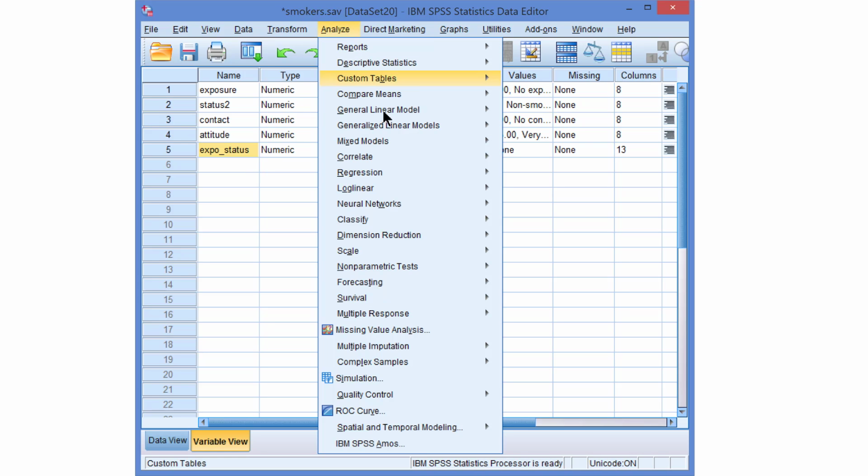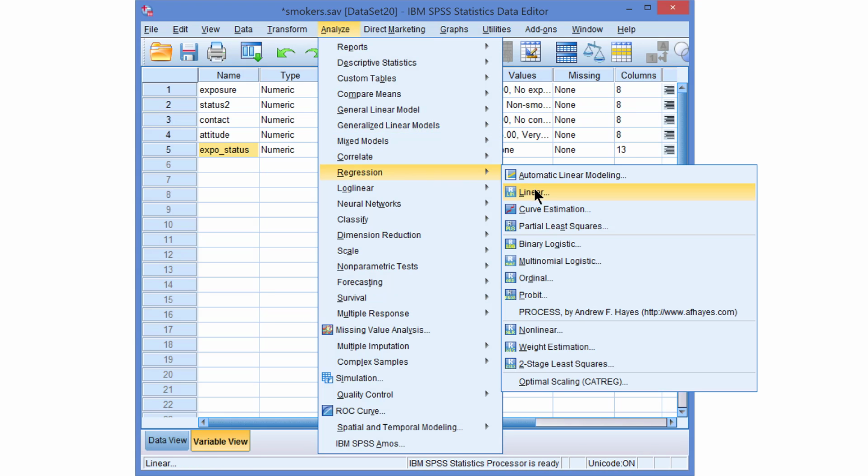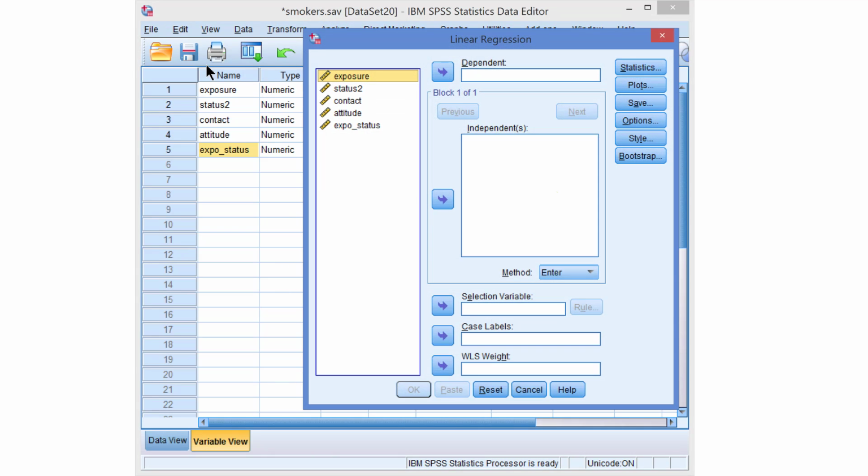We go to Analyze, Regression, Linear. We use the attitude towards smoking as the dependent or outcome variable. We include exposure as a predictor. We include smoking status as a predictor. Remember, it's a dummy variable coded 0 or 1. And we also include the interaction variable, which will capture the moderation.